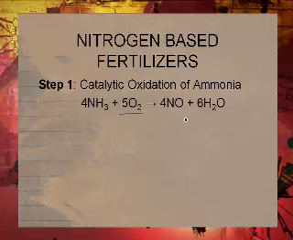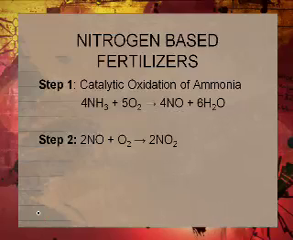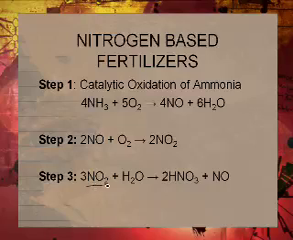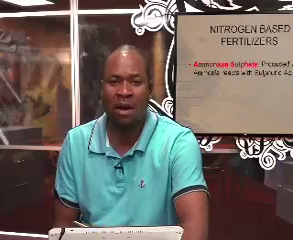Ammonia reacts with oxygen to produce nitrogen monoxide. And the nitrogen monoxide reacts with oxygen to produce nitrogen dioxide. And from nitrogen dioxide, we dissolve that in water, and we have nitric acid. So that is basically what the Ostwald process is all about.